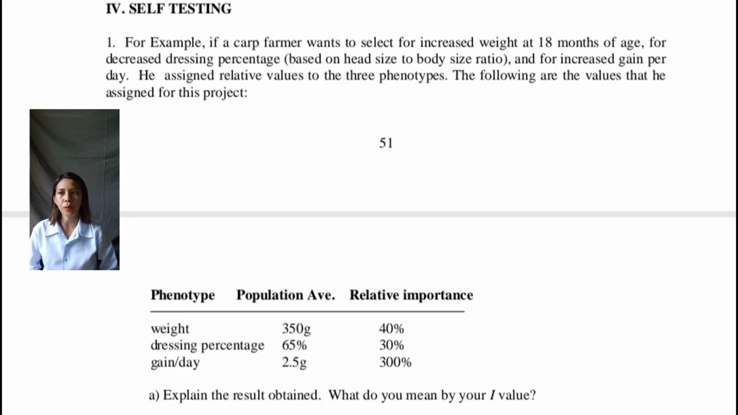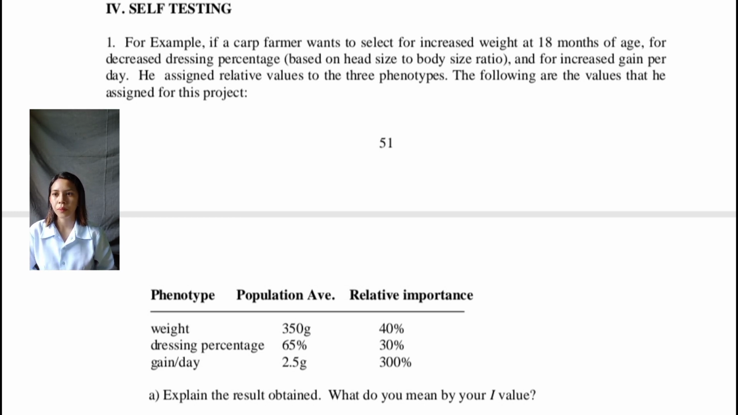Self-testing number 4, question number 1. For example, if a farmer wants to select for increased weight at 18 months of age, for decreased dressing percentage, or based on a head size to body size ratio, and for increased gain per day, he assigned relative values to the three phenotypes. The following are the values that he assigned for his project.